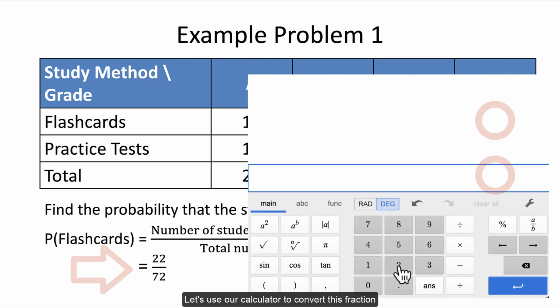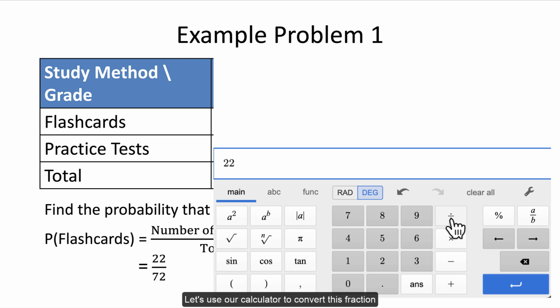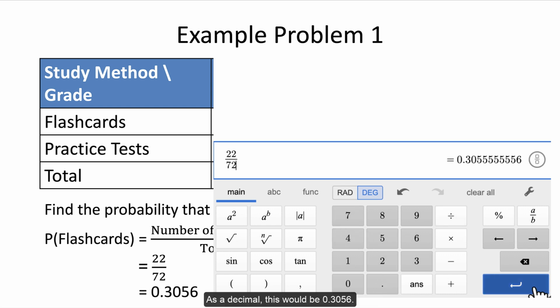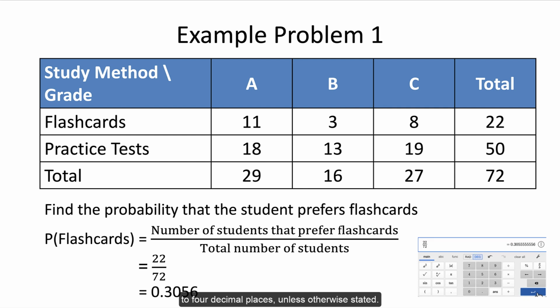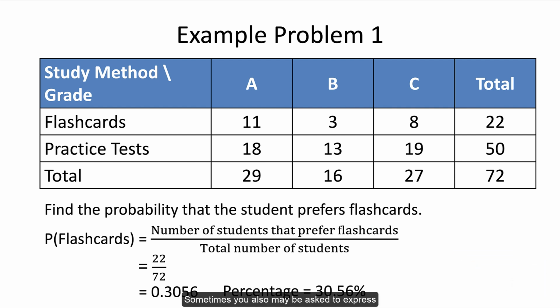Let's use our calculator to convert this fraction to a decimal. As a decimal, this would be 0.3056. In probability, it's customary to round the answers to 4 decimal places unless otherwise stated. Sometimes you also may be asked to express a probability as a percentage. As a percentage, this would be 30.56%.